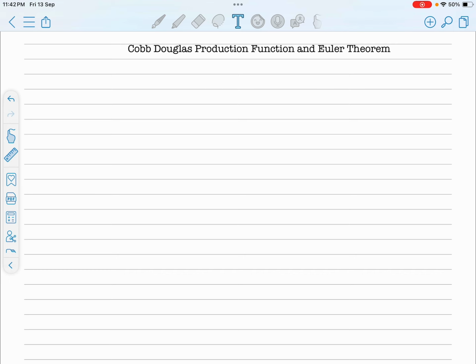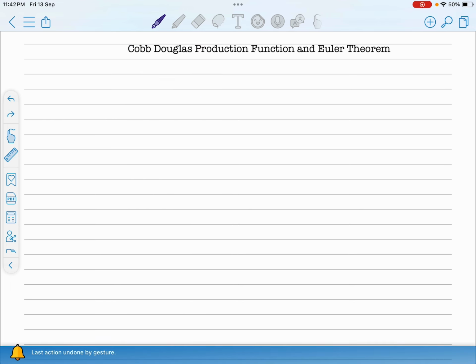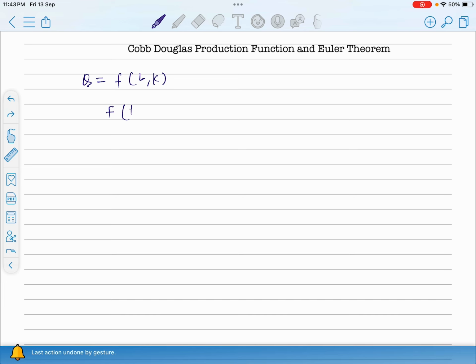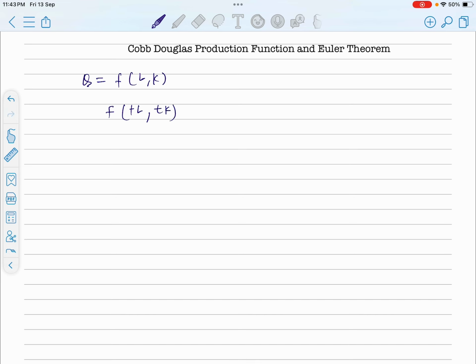Suppose you have a production function Q is equal to a function of L and K. If we multiply our inputs by a particular scalar t, our production function becomes f(tL, tK), which must be equal to t raised to the power n times f(L, K). If this condition is satisfied, it means our production function is a homogeneous production function.